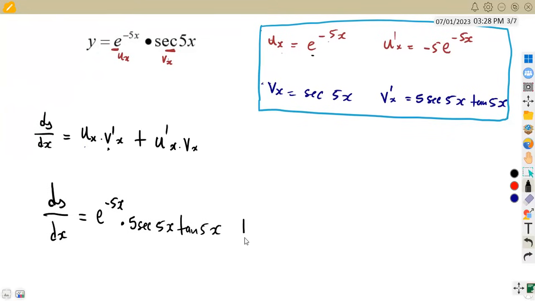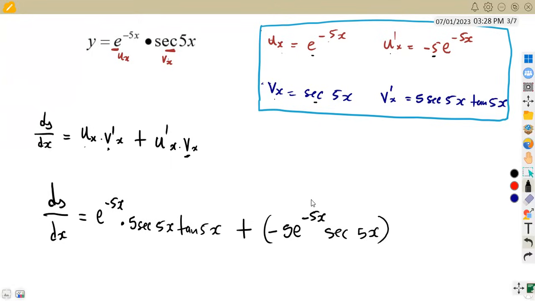All right. Then we are going to add the first derivative of u, in this case, which is this part, which is the negative 5 e to the exponent of negative 5x times v(x). Our v(x), the function of v, is sec 5x. So this is sec 5x, like this. So this is multiplied together, or this is a single term. Now it's represented as a single term. So at the end, we can just leave our answer like this.